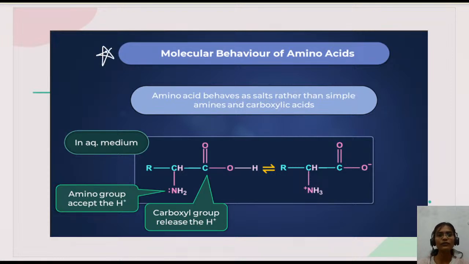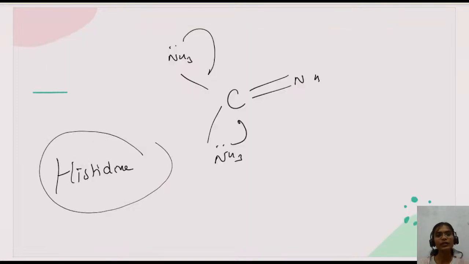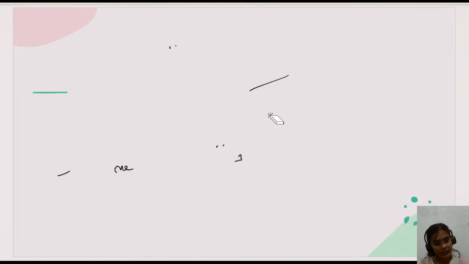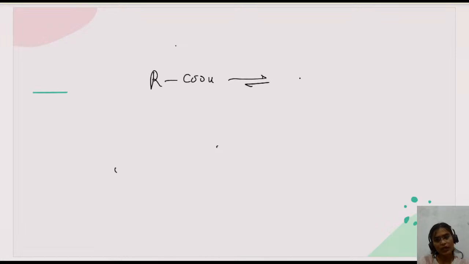This is one of the famous topics, the Zwitter ion. What is the meaning of this word Zwitter ion? Do you know what is actually happening? Now my question to you, just answer: this is my COOH, and once it gives H positive, we get COO negative. Can you tell me between A and B which one is more stabilized by resonance?